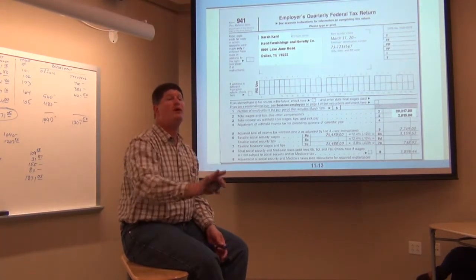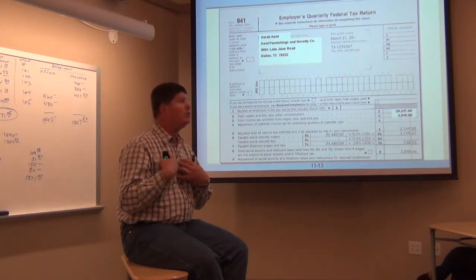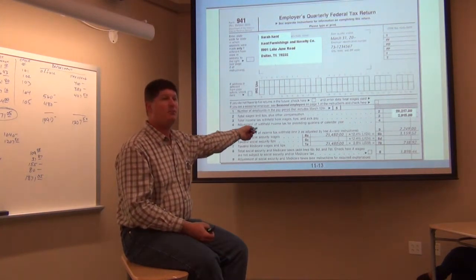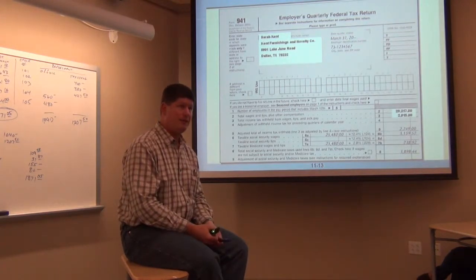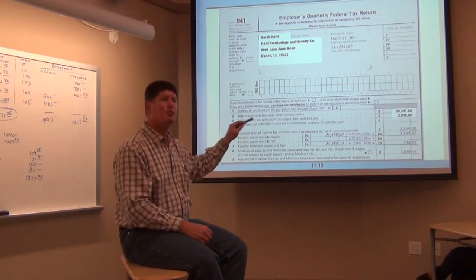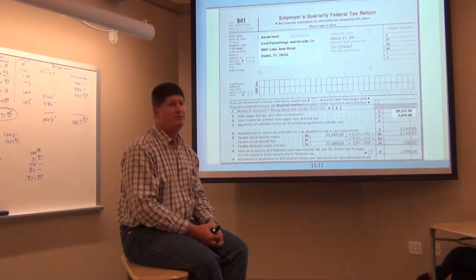Then once every 3 months, we don't have to record anything in our general ledger. All we're doing is taking the information from our payroll registers and reporting it to the government. And the whole point behind this is to prove to them that we paid in the amount of money that we were supposed to. That we did the deposits.